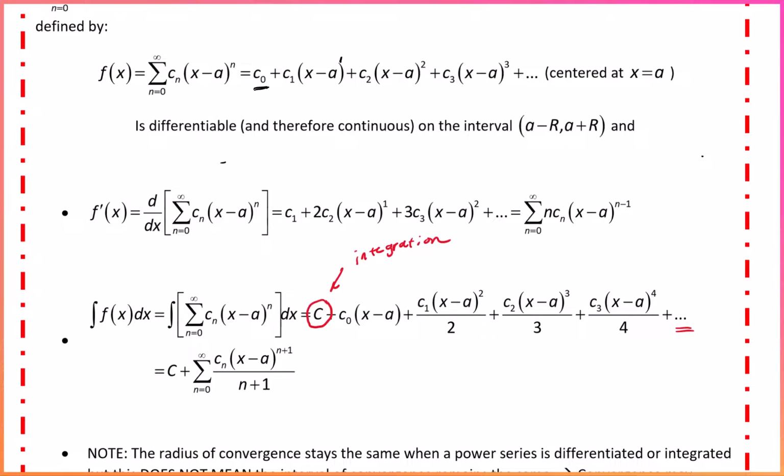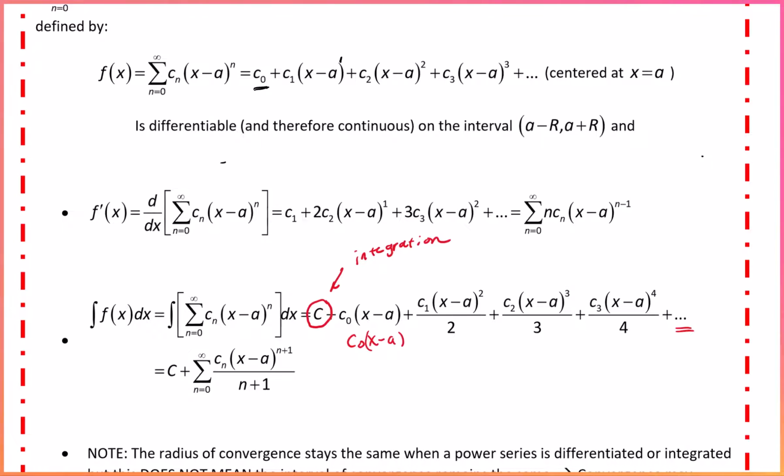When we integrate, we get c naught times x minus a. Technically, when we think about integration, we would normally just get c naught times x, but what we do is we write that as c naught times x minus a, because c naught times a is a constant. So I will just mention that. And then, of course, we just integrate term by term.